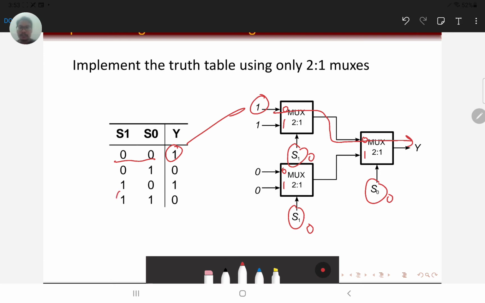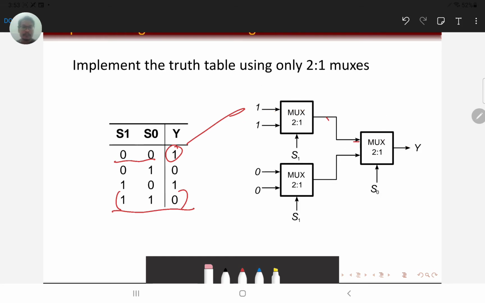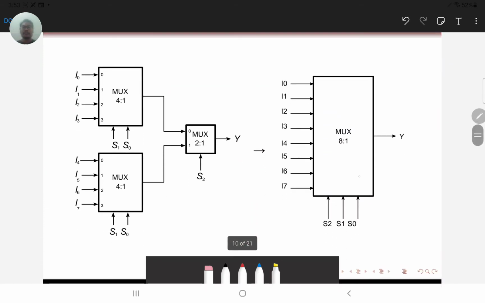Let's look at another example. In the case of 1, 1, we are expecting a 0 on the output. So are we really getting 0? The inputs are 0, 1, 0, 1, 0, 1, so 1, 1 takes this last one, and we see that it is taking a 0, so it matches. That's the 2 to 1 mux implementation.